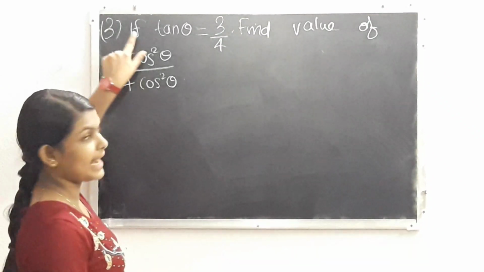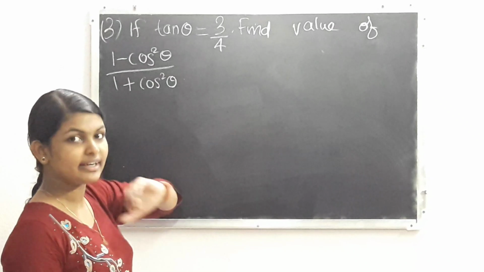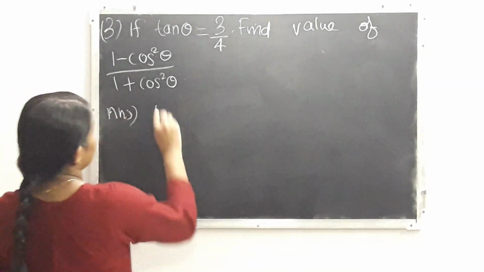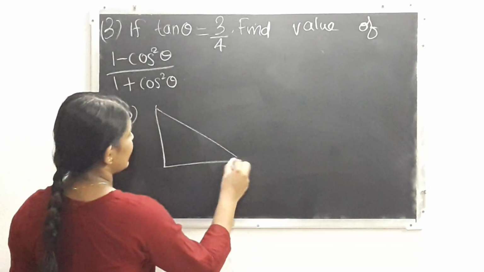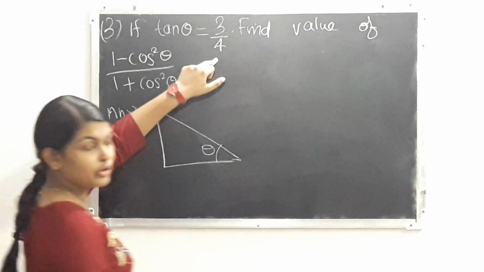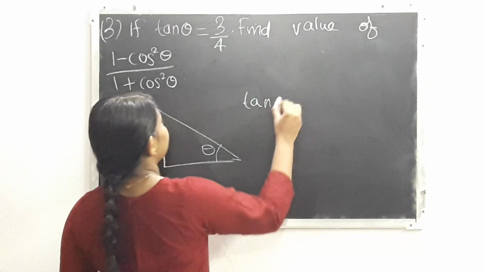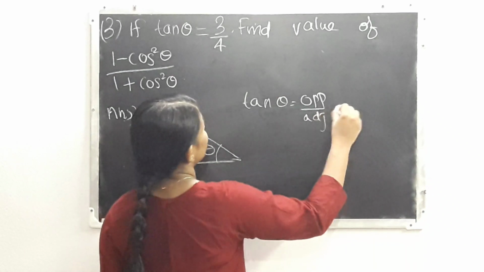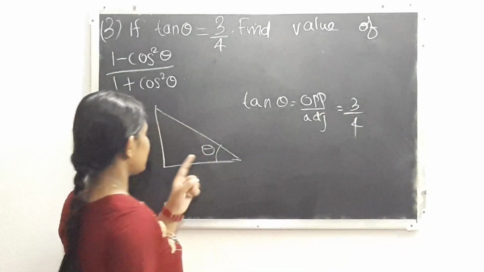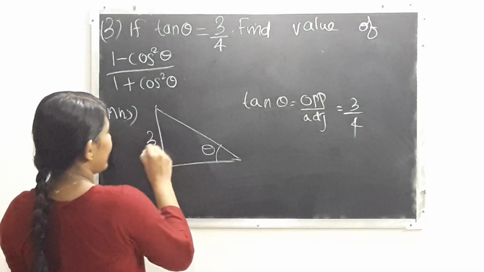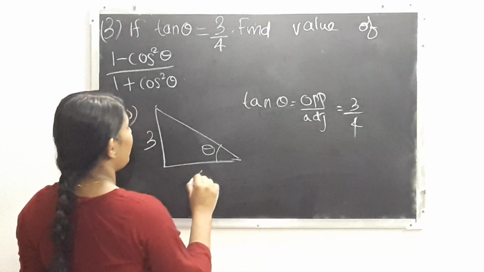So if we get a question like this, first of all we have to consider a right triangle. So we can consider a right triangle and we can consider this angle as theta. So tan theta is given as 3 by 4. So tan theta is equal to opposite by adjacent, which is equal to 3 by 4. So the opposite will be this one, and we have to give it as 3. Adjacent is this one. So it is 4.